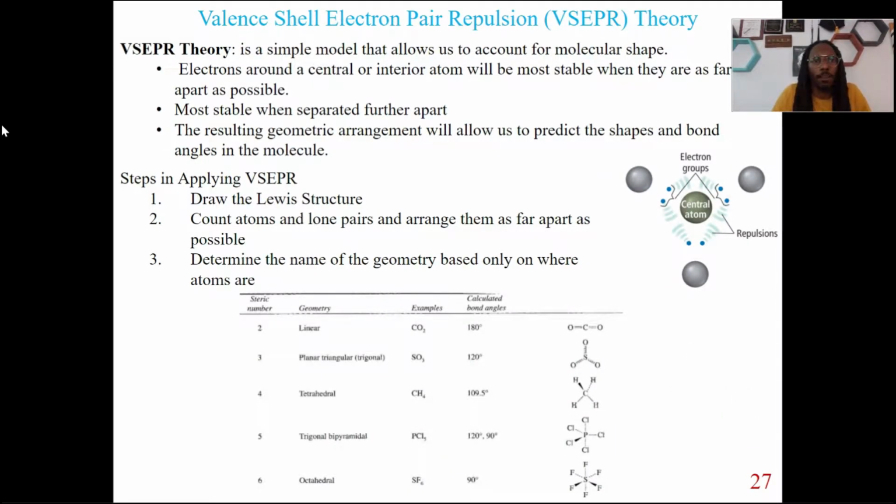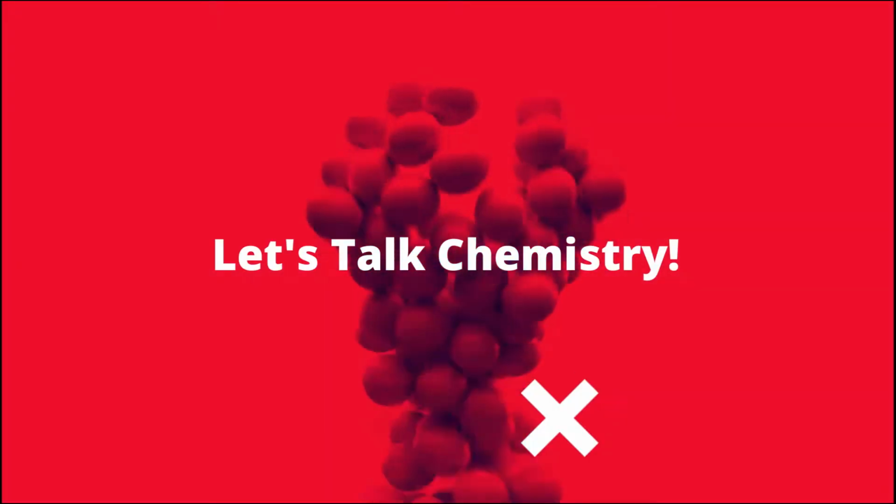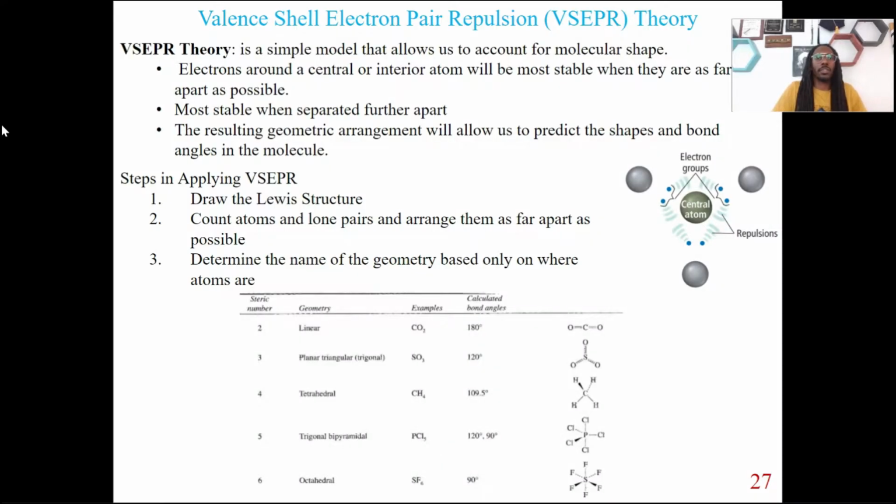Today we're talking about valence shell electron pair repulsion theory. Let's talk chemistry. Alright, so let's talk about VSEPR theory. I'm not about to say that long word all the time. It's VSEPR theory, everybody. VSEPR theory is just a simple model that's going to basically help us determine a molecule's shape.